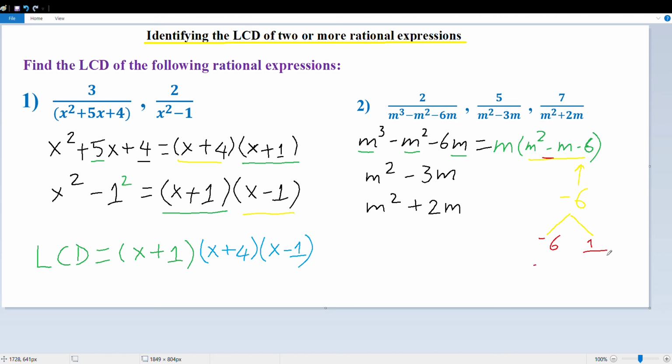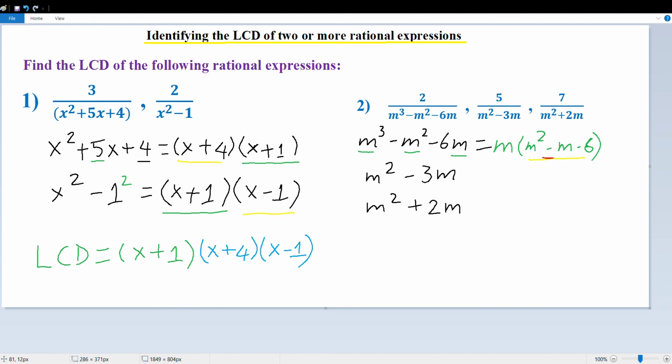Let's see if -3 times 2 works. Here, -3 times 2 would be -6, and when we add these two numbers, -3 plus 2 would be -1. So here, that's exactly what we need. So this pair works for the given expression here. So I'll just go ahead and get rid of this whole thing.